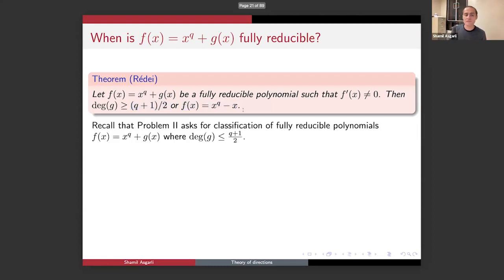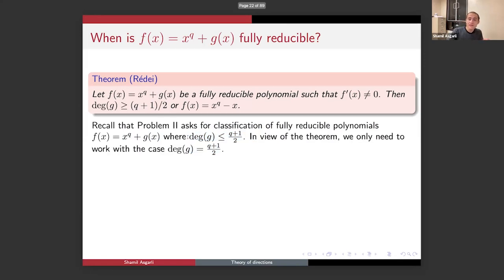So we're going to prove this theorem. Why is this relevant? If you remember what problem 2 asked, it asked for a classification of fully reducible polynomials of the form f of x equals x to the q plus g of x, where the degree of g of x was at most (q plus 1) over 2. This is because of the sparsity condition, the lacunary condition.